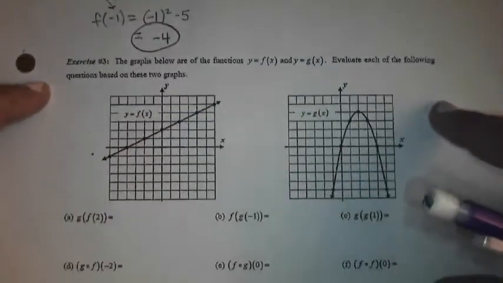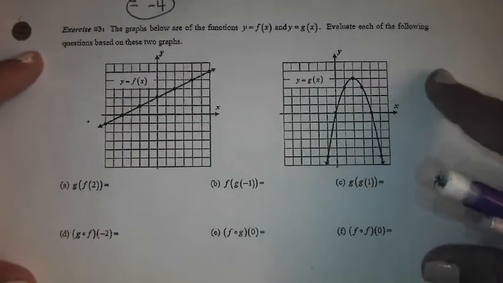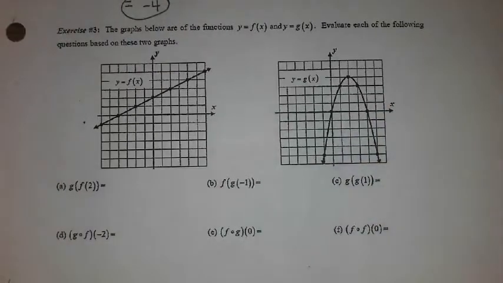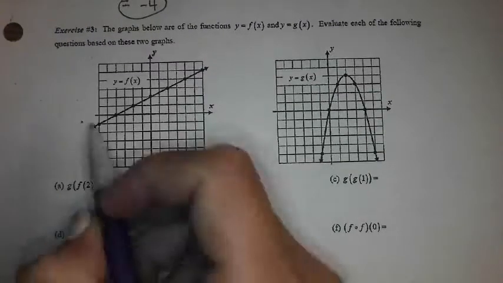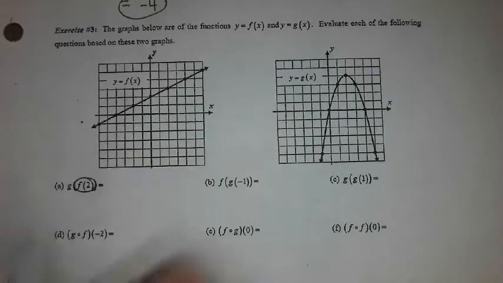We also can have compositions from graphs. We won't have to calculate as much. We just will have to look at the graphs to get our numbers. But the process is still the same. We're going to work from right to left. So the first thing we're going to do is find f of 2.